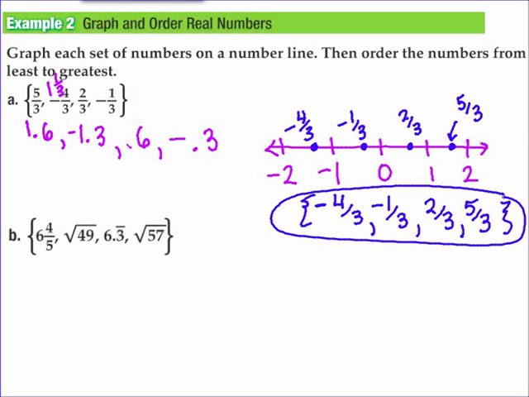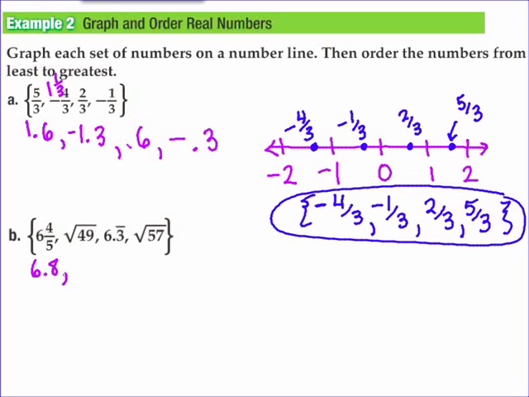Okay? So let's look at the next one. Oh, we got some interesting ones there. 6 4/5. Anybody know what that is? 6.8. 6.8? Okay, worst comes to worst, if you've got a calculator with you, what you could do is do 4 divided by 5, and you would get 6.8.